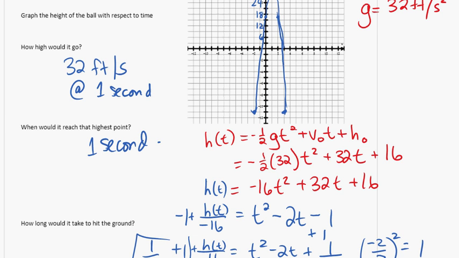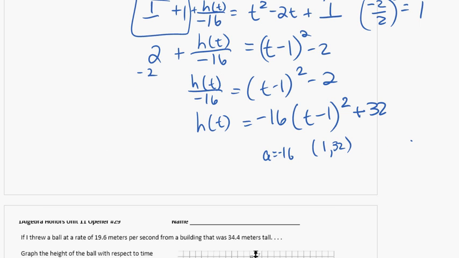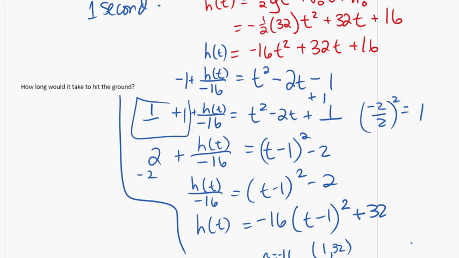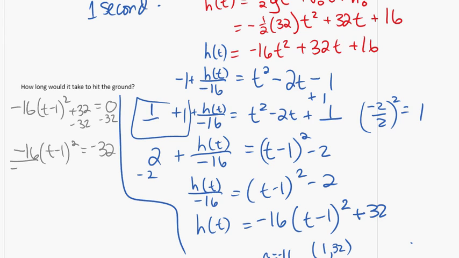Now how long would it take to hit the ground? That's generally the one where my vertex form serves me the best. So I'll work over here. I have negative 16 times t minus 1 squared plus 32, and that must equal 0, because that's when the height is 0, when it hits the ground. So subtract 32 from both sides. Negative 16 times t minus 1 squared equals negative 32. So I'm going to divide by negative 16. And I get t minus 1 squared equals 2.